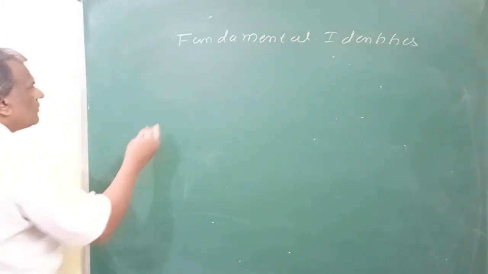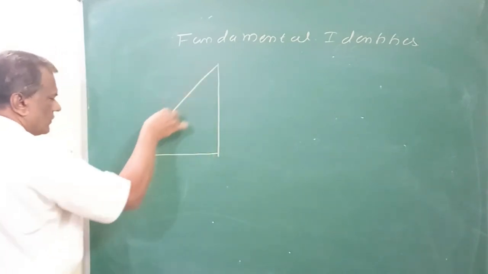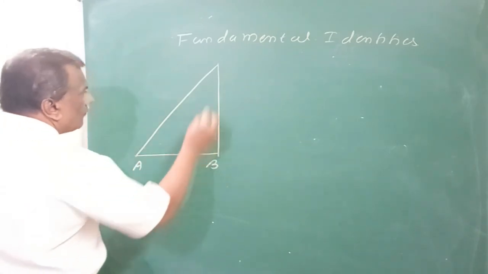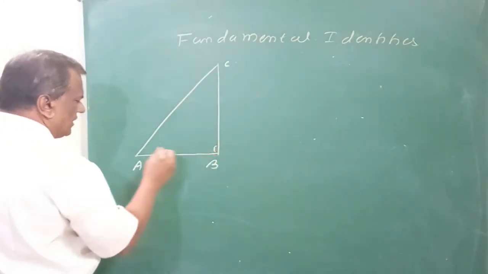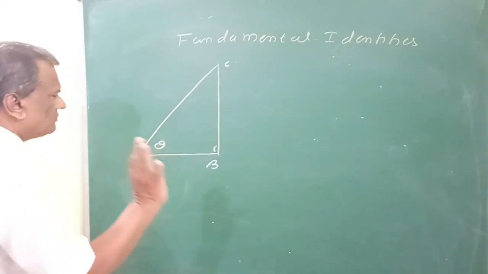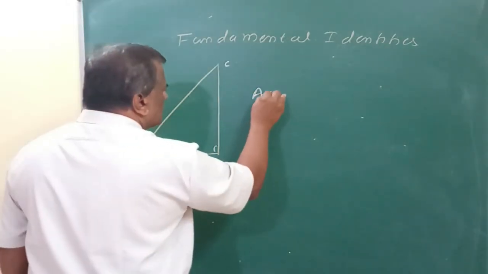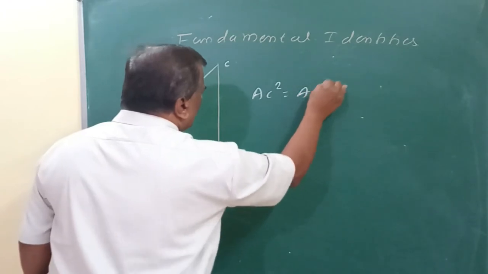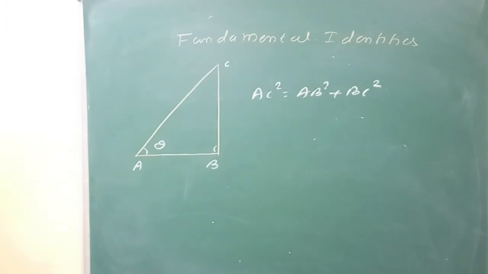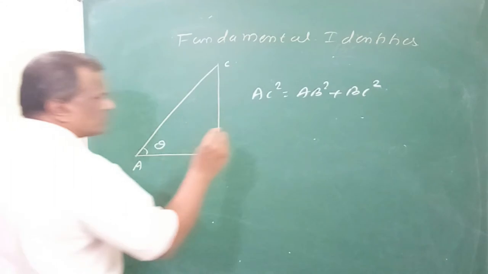Just observe here. Again, take a right angle triangle ABC. This is 90. This is theta. Theta you take, x you take, or keep it A as it is, no problem. Opposite, adjacent, hypotenuse. You know Pythagoras theorem. AC square equal to AB square plus BC square. All of you know Pythagoras theorem. Square of the hypotenuse is equal to sum of the squares of the remaining two sides.